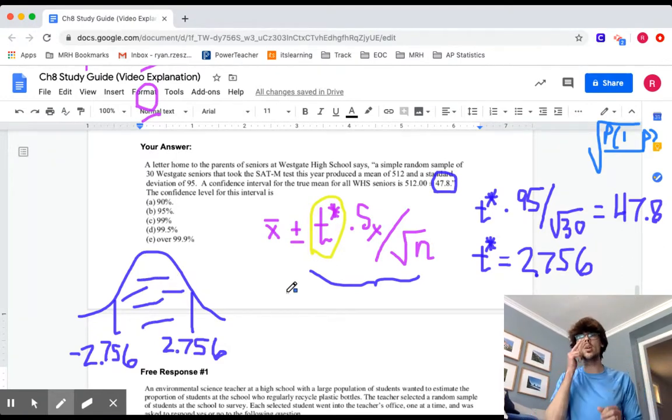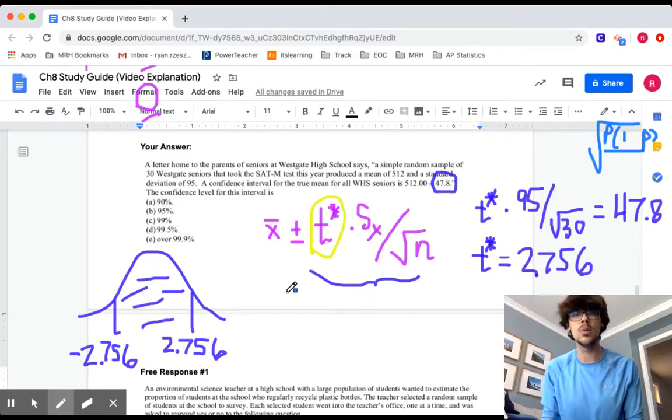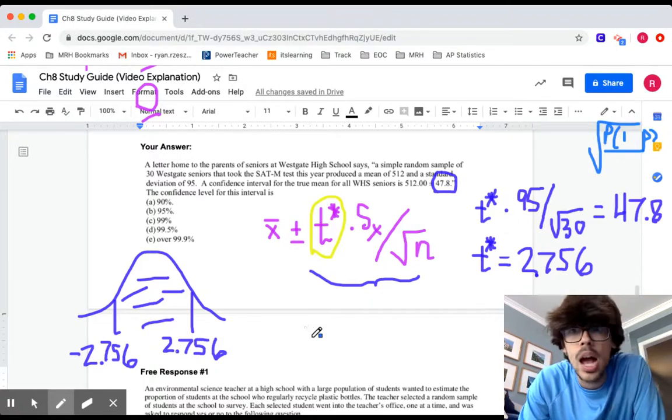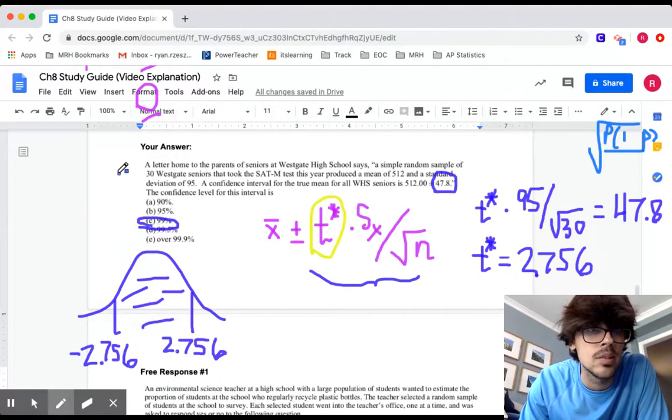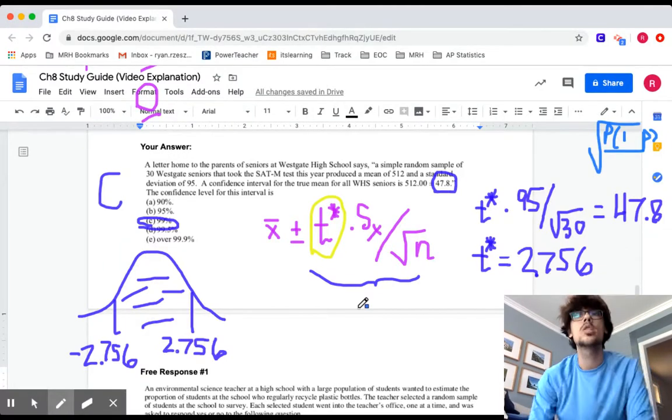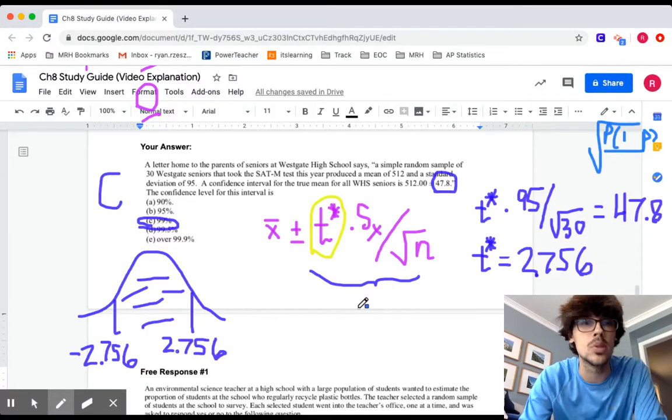So I'm just going to do a TCDF. I'm looking for the area. If I knew the area, I would do inverse T. I would do a TCDF on this problem from negative 2.7 to positive 2.756. And then when I did that, my degrees of freedom would be 29 because my sample size is 30. If you do that, you're going to get an area of 99%, which is choice C. So the confidence level is 99%.